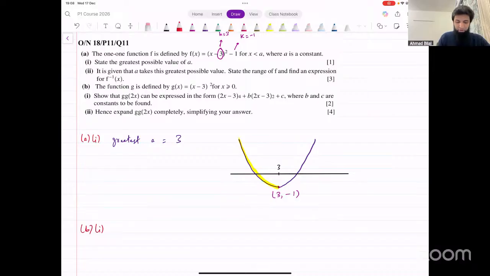So for part B1, this function is actually (2x minus 3) whole raised to power 4 and (2x minus 3) whole squared here. So these powers are 4 and 2 respectively here.